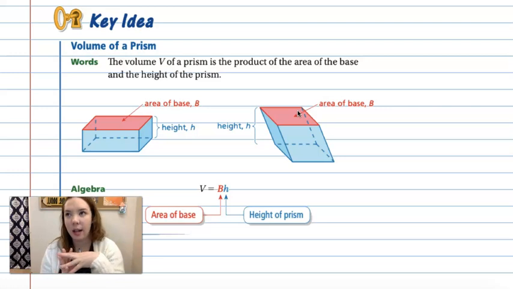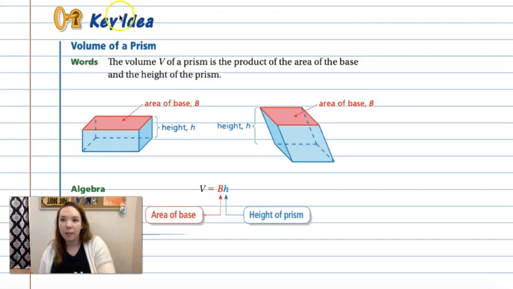Well, not exactly all. It wouldn't work for cones and pyramids, but anything that doesn't get thinner at the top, where it's all the same width all the way up, would work with this area of the base times the height here. All right, so let's look at some examples.